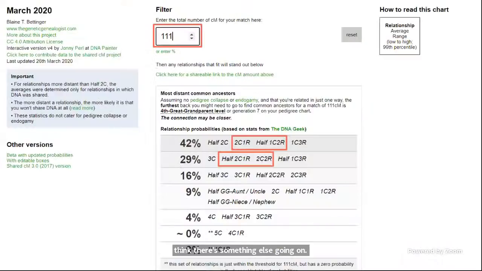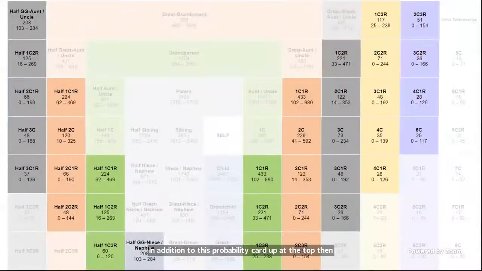In addition to this probability chart up at the top, at the bottom it grays out all of the relationships that can't exist at 111 centimorgans. So where Ancestry is just saying second to third cousins, which is kind of generic, this is saying these are all the relationships it could be at 111 centimorgans. It's just a great way of interacting with that number a little bit more than just relying on Ancestry. And Ancestry is doing a great job. It's just that this is going to give us so much more information, to see how many relationships this could be, other than a second to third cousin.